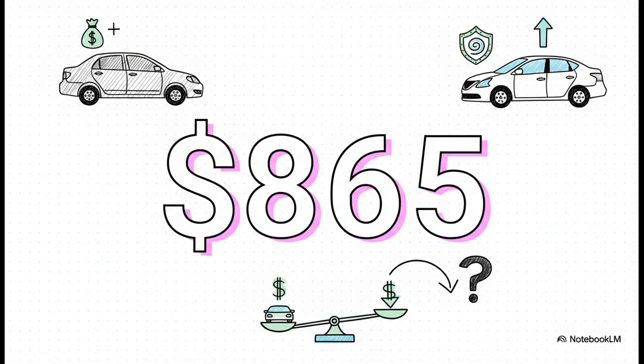But wait, that's not the whole story. Remember the insurance? The quote for the Corolla was actually $46 a month cheaper. Over a whole year, that's $552 you're saving. So it's not so simple, is it? To make the really smart call, you have to look at the total differential cost of all the relevant stuff: the price, the insurance, maybe even gas mileage. That's how you get real clarity.